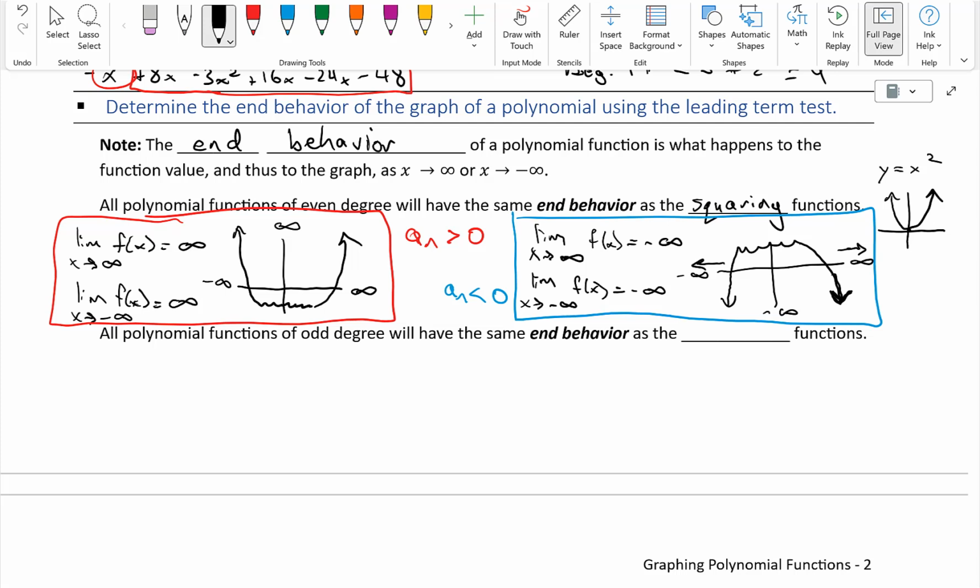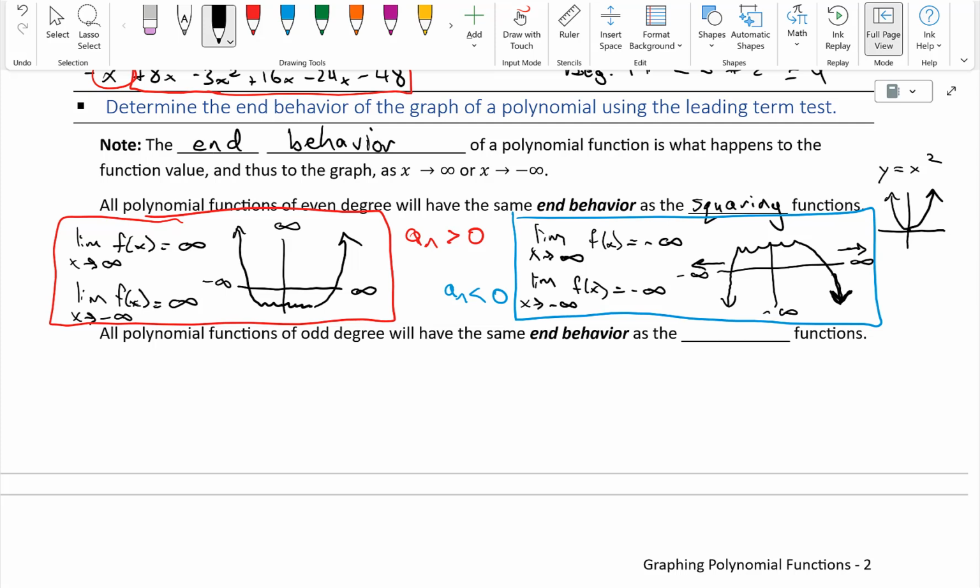And again, just think back to the reflections we did for transformations for y equals x squared. If it was positive, we open up. The same is true for every even degree polynomial. If there's a negative in front, that's reflecting us over the x-axis, so both ends are going down. And so you can probably think of what's coming next for the polynomial functions of odd degree.